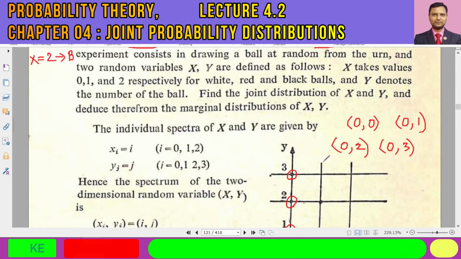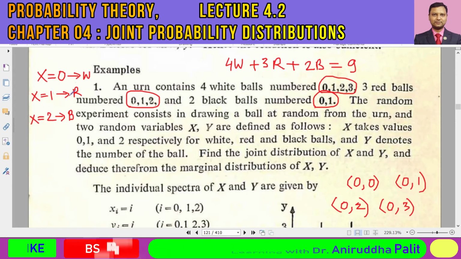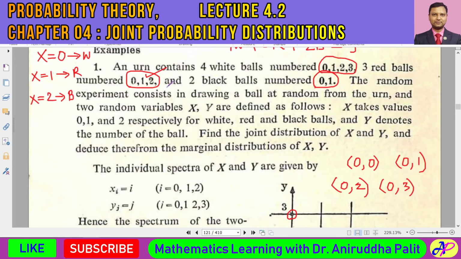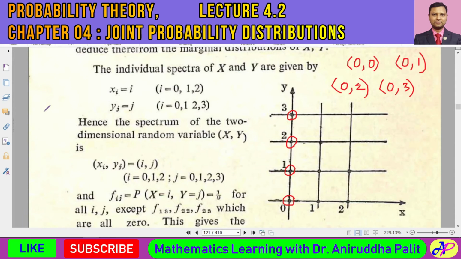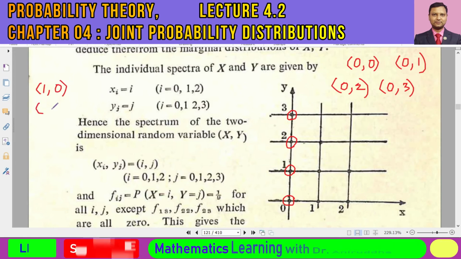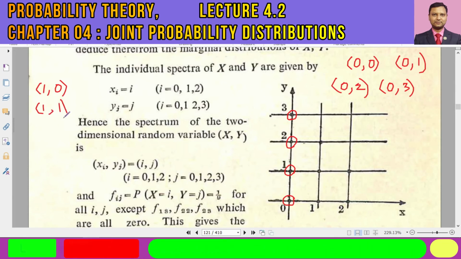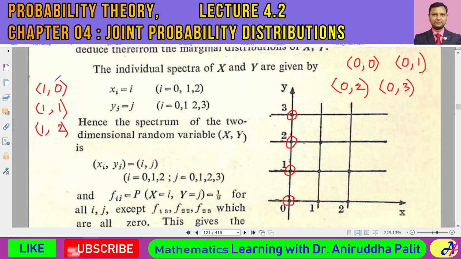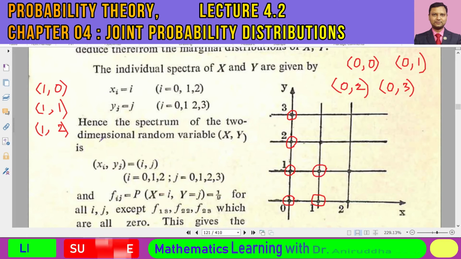Now, what would be the values of y if x is equal to 1? If x is equal to 1, that means the red ball. So the possible values are 0, 1 and 2. So the first coordinate would be equal to 1, and the value of y might be 0, or 1, or 2. So what are the 3 points? 1, 0 is this one. This is the point 1, 0. Then 1, 1. This is the point 1, 1. And then what is 1, 2? This is the point 1, 2.